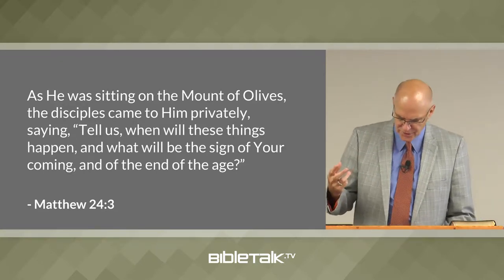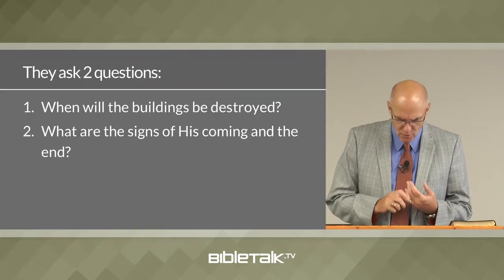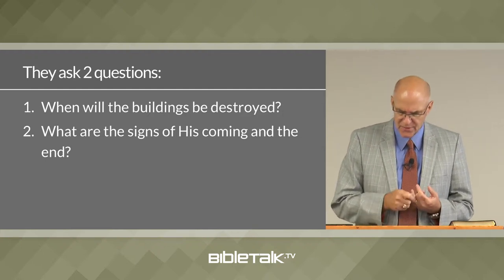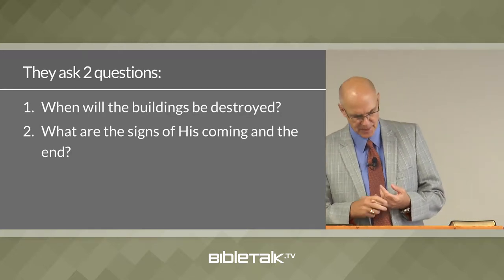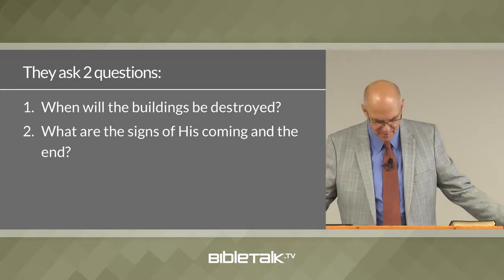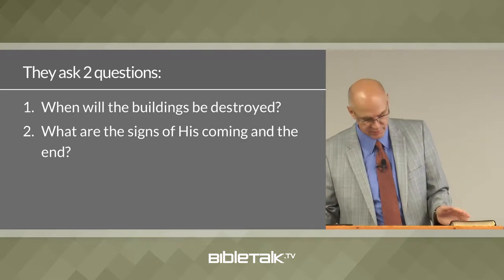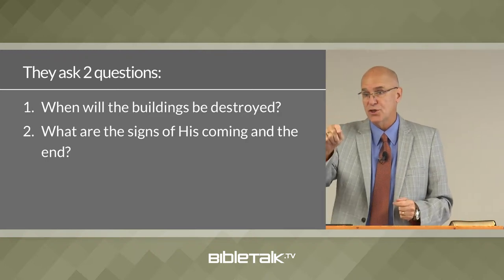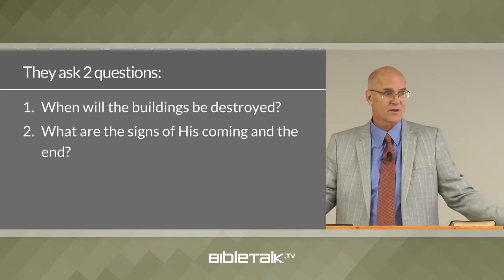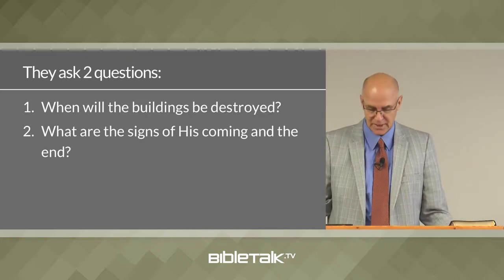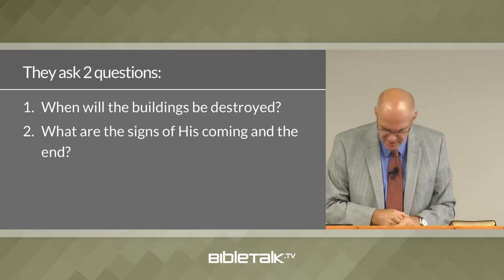So they ask two questions. When will the destruction of the temple be? And what signs will accompany the second coming and the end of the world, which the second coming will bring? Whether they thought that both events would happen at the same time, or there would be a lapse of time between them is unknown. I suspect that because they were Jews, they thought if the temple is destroyed, that must be the end of the world, because they couldn't imagine a worse thing than that. Okay. So they didn't know, and they were asking Jesus to instruct them in these matters.